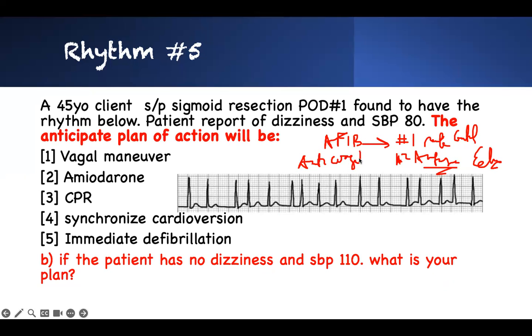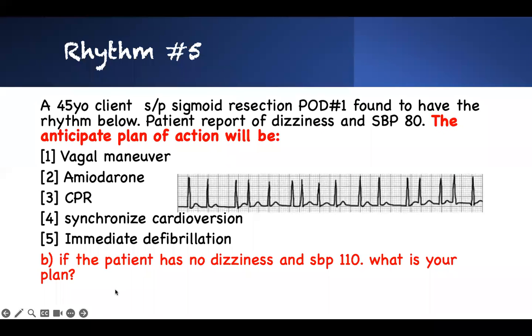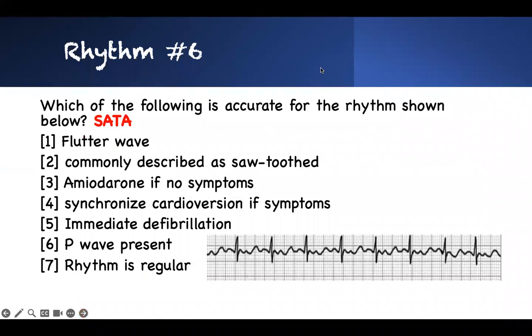Anti-coagulation. So when they give you a question, they say somebody's in AFib, what is your priority? It's rate control, not anticoagulation. So control their rate first before anticoagulation. Okay. Number six, that you have to know for your test.